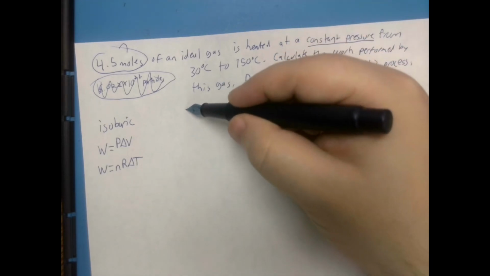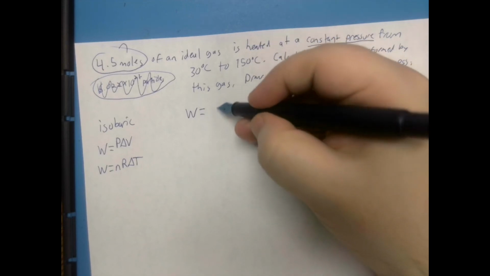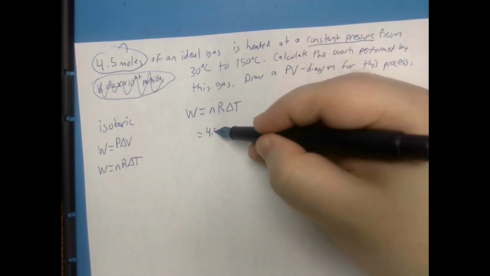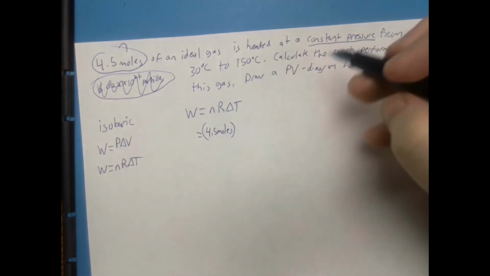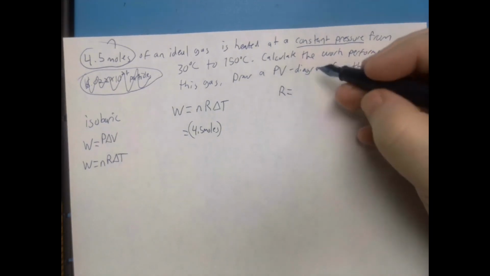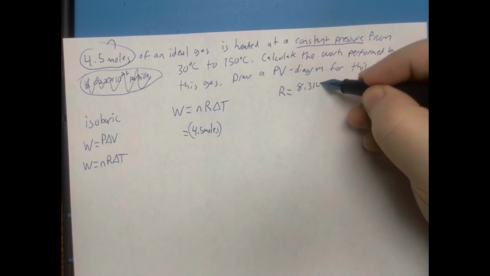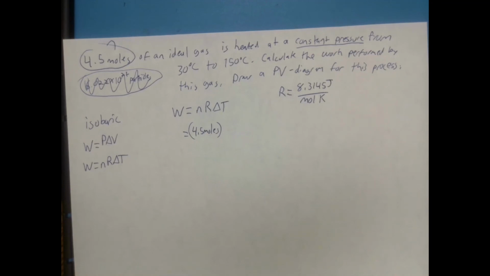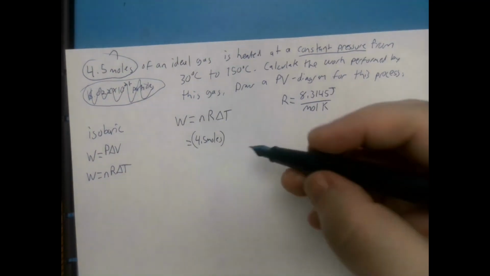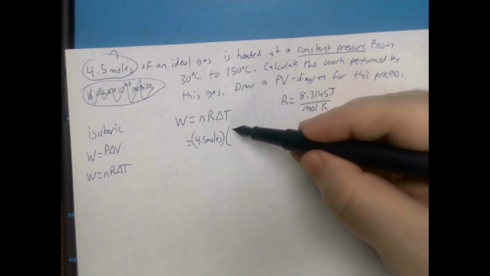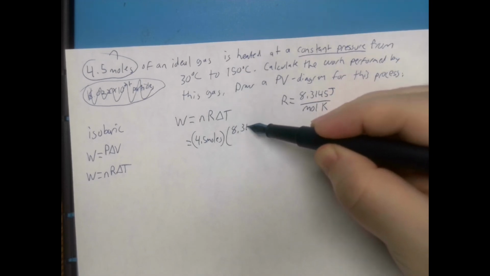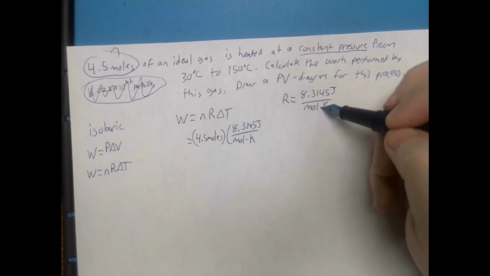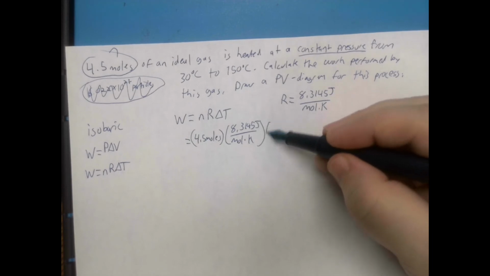So we can calculate the work. The work would thus be nR delta T. That would be 4.5 moles. And the R value that we're going to use, R is equal to 8.3145 joules per mole Kelvin. R is thus, we can plug that in, 8.3145 joules per mole Kelvin. That's just a constant, never changes.